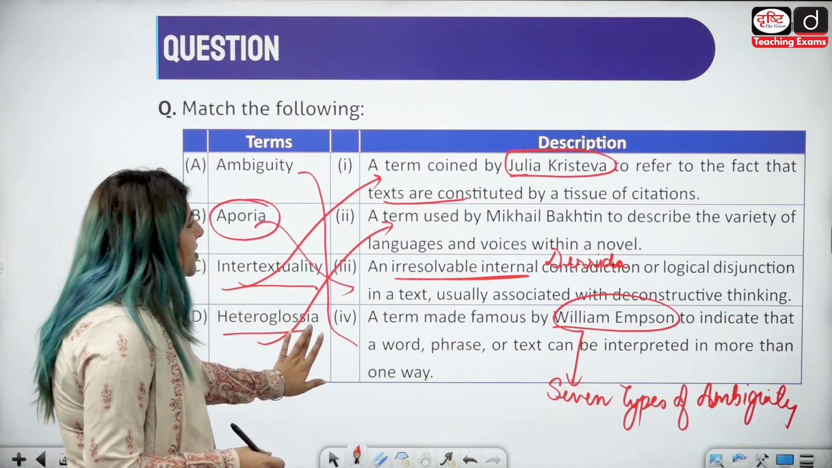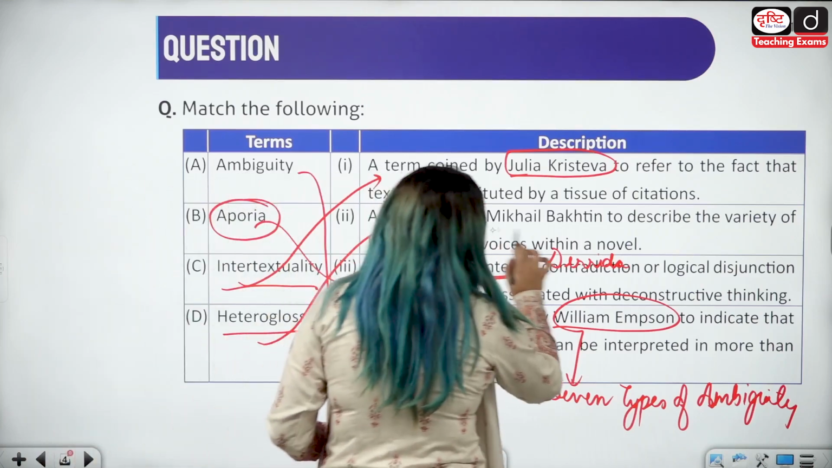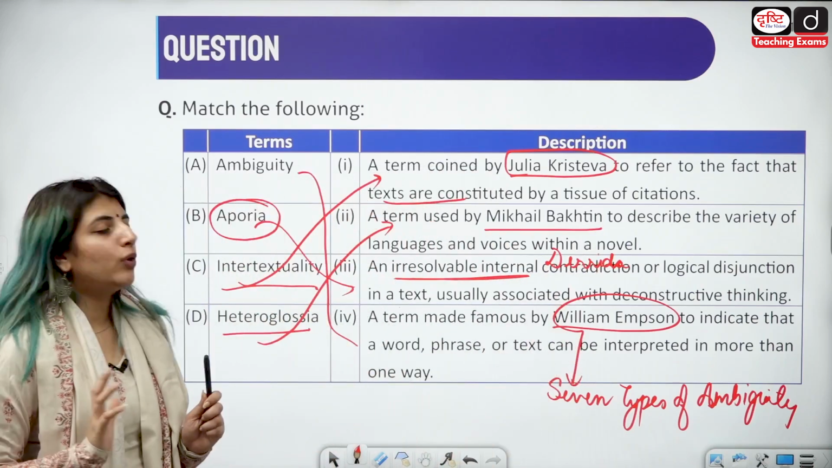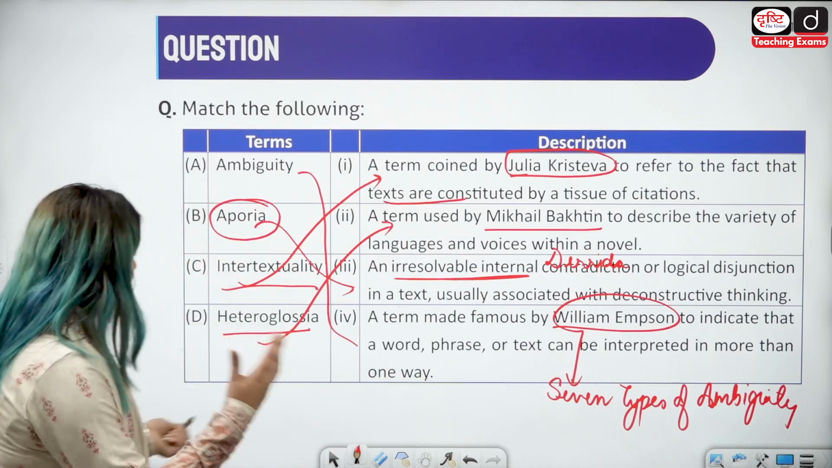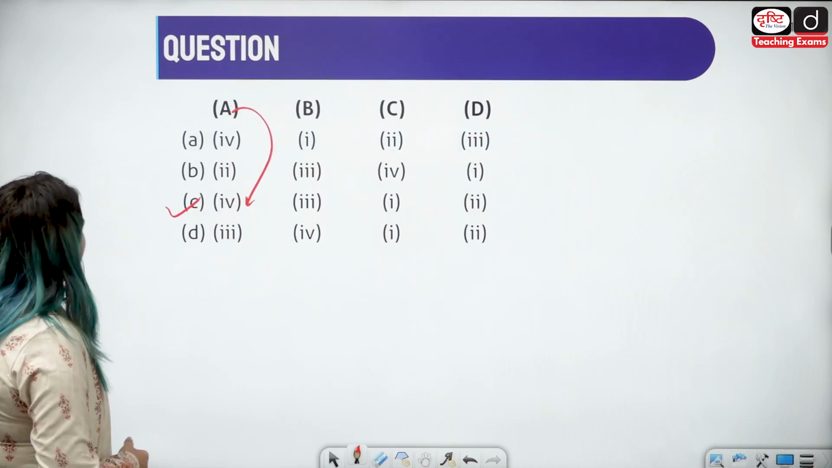Correct? Heteroglossia, a term used by Mikhail Bakhtin to describe the variety of voices and languages within a novel. So I hope these things are clear and your answer was right. Then we have the next question.